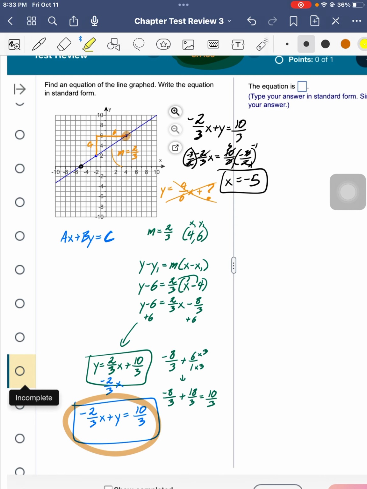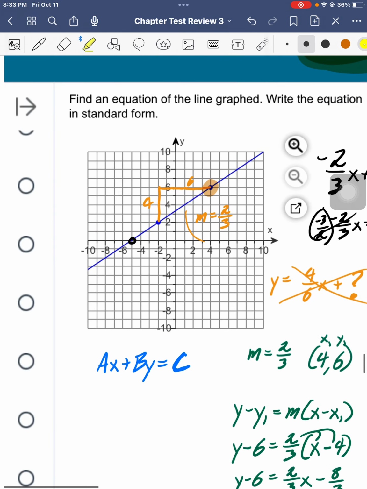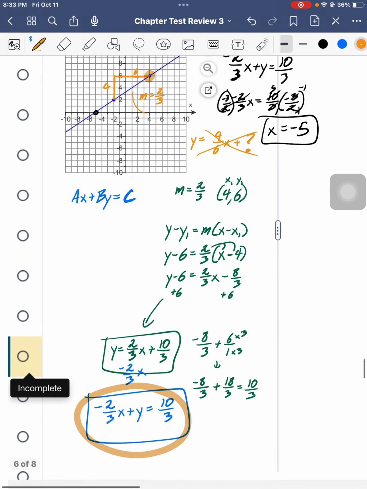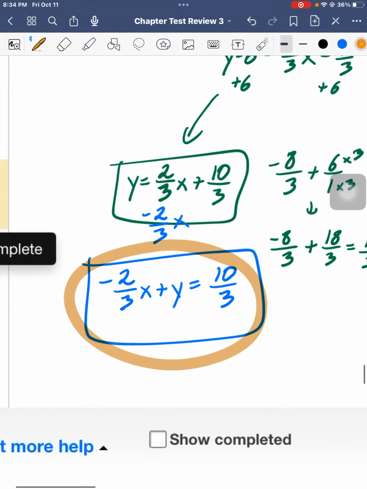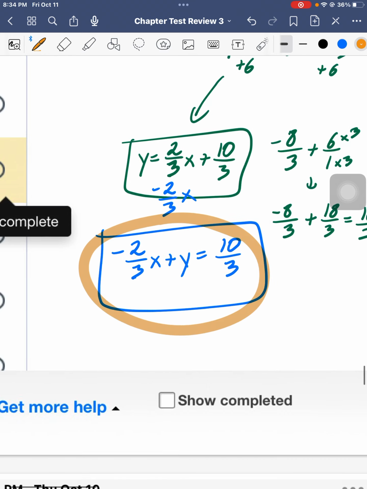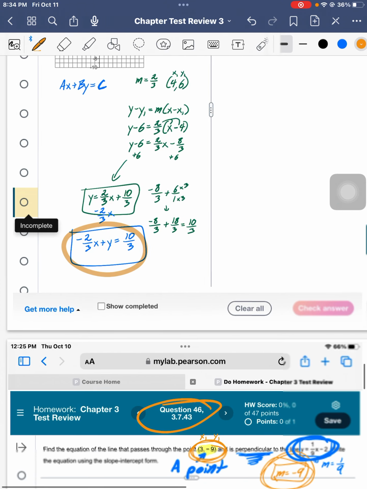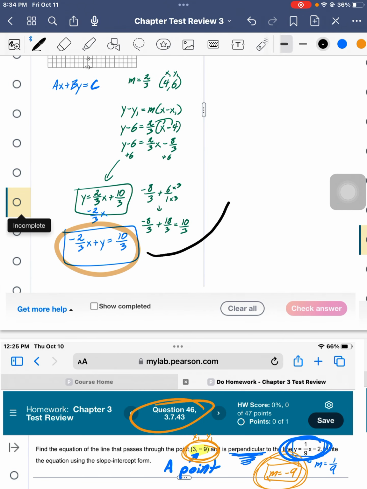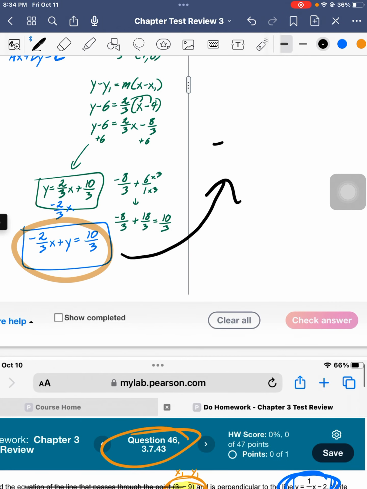Whenever we need to write something in standard form, it can never be with fractions or decimals. We have to convert it into whole numbers. So this was our final answer. This is wrong because the format is wrong. So all we're gonna do is move this over here.